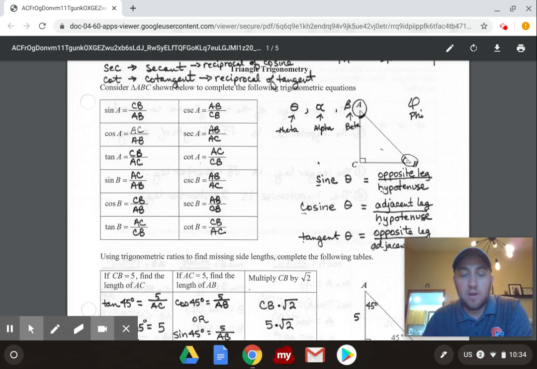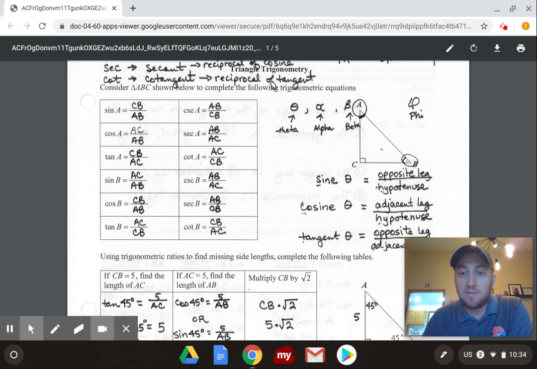All right, so the relationship with sine is the opposite leg over the hypotenuse. So if I'm looking at an angle, say I'm looking at angle B, the opposite side or opposite leg to angle B would be this side AC, whatever that length is, over the hypotenuse. The hypotenuse is always going to be the longest side of your right triangle, and also it's always going to be opposite or across from your 90-degree angle.